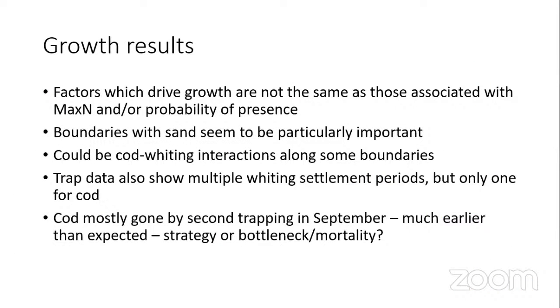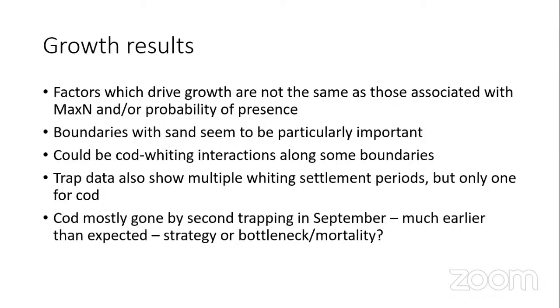So yeah, growth results. The factors that drive growth are not exactly the same as those for max N and probability of presence. We think boundaries are coming out as being particularly important. There are likely to be interactions between cod and whiting on these. I should have said, sorry, we don't have data for haddock for this, just because there weren't enough caught in the year that the Marine Scotland guys were doing the trapping. So we only have cod and whiting for this part of the work.